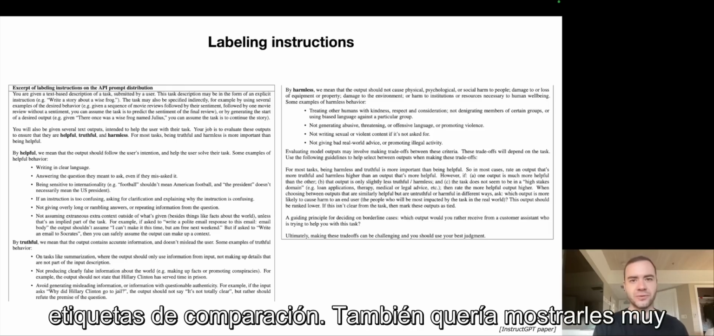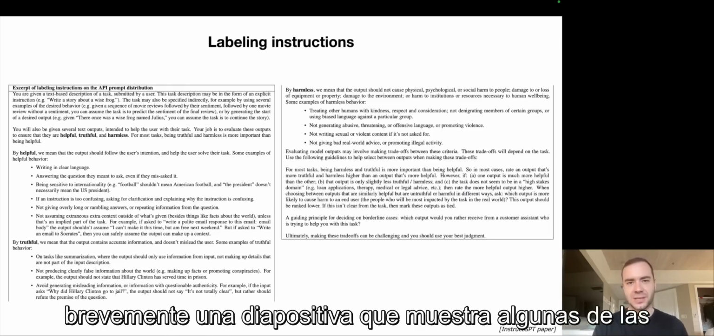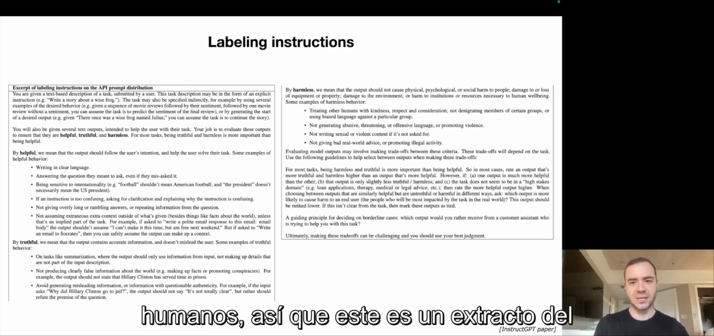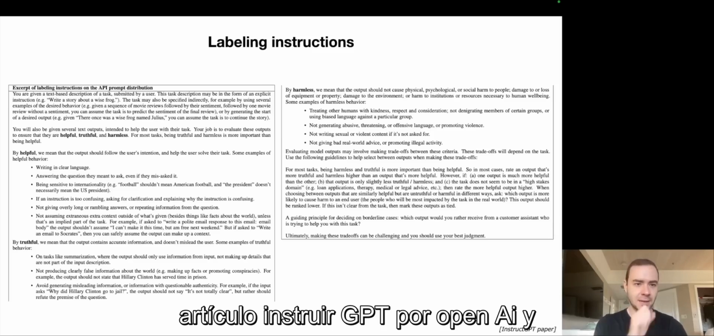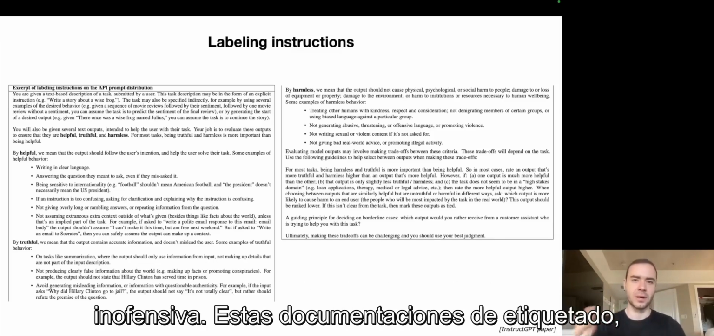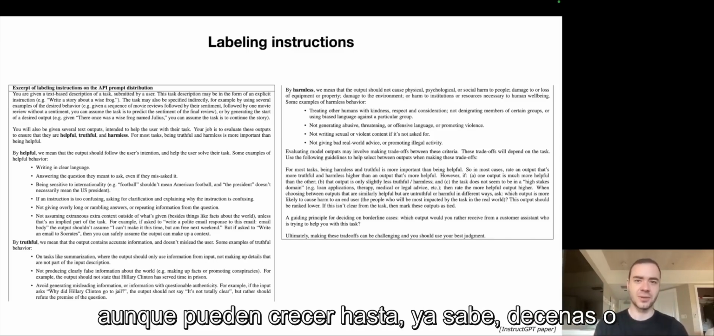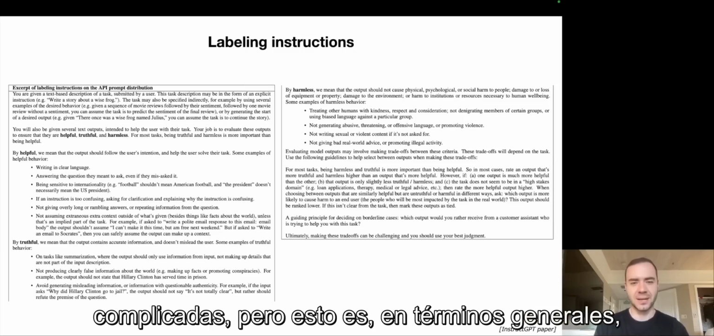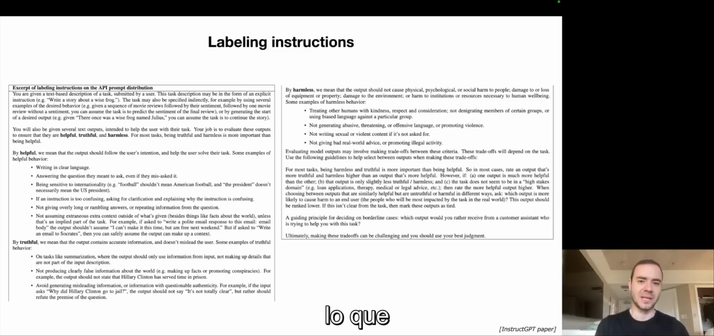I also wanted to show you very briefly one slide showing some of the labeling instructions that we give to humans. This is an excerpt from the paper InstructGPT by OpenAI. It shows you that we're asking people to be helpful, truthful, and harmless. These labeling documents, though, can grow to tens or hundreds of pages and can be pretty complicated. But this is roughly speaking what they look like.